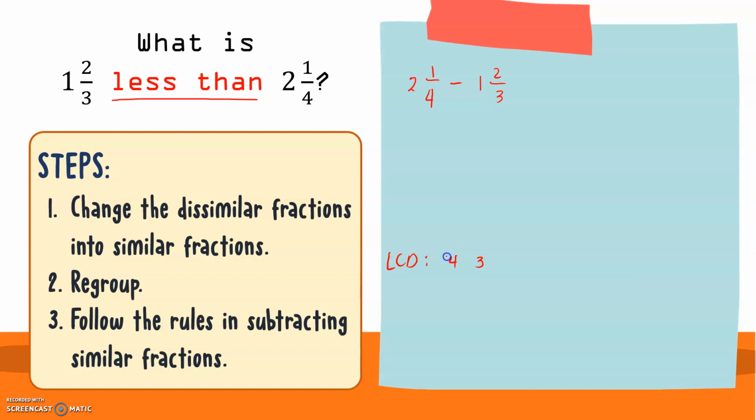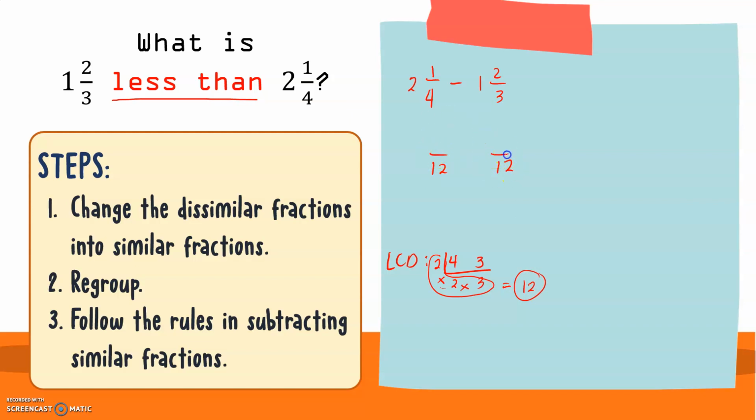Okay, 4 is not yet a prime number, so we'll divide it by 2. 4 divided by 2 is 2. 3 is not divisible by 2, so we'll just copy it. Then we multiply these prime numbers here. So we'll have 2 times 2 is equal to 4 times 3. That will give us 12. So the LCD of our fractions is 12.